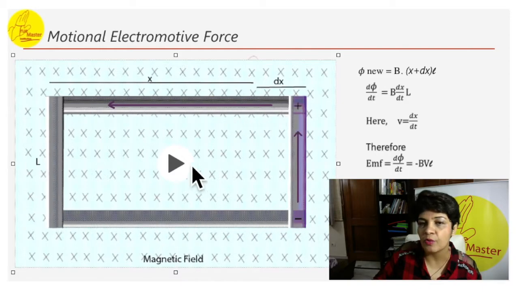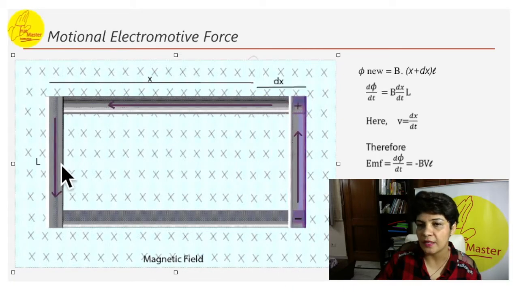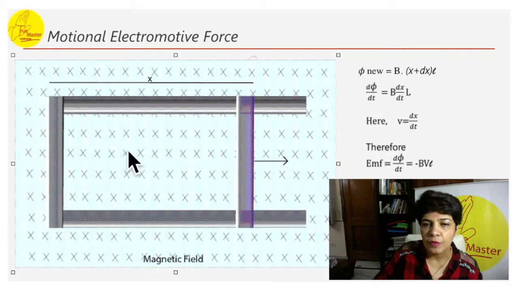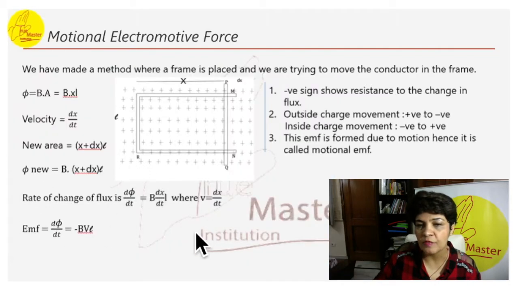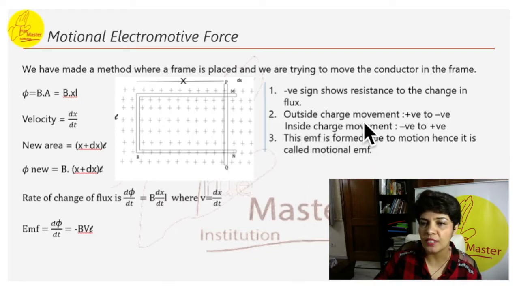Let me play this one more time for you. So this is how it is. If it's increasing, that will be the flow of the current. Going back, if we have not missed anything, we get minus BVL. So outside, charge movement is positive to negative, inside, charge movement is negative to positive. And this EMF is formed due to motion. Hence, it is called motional EMF.